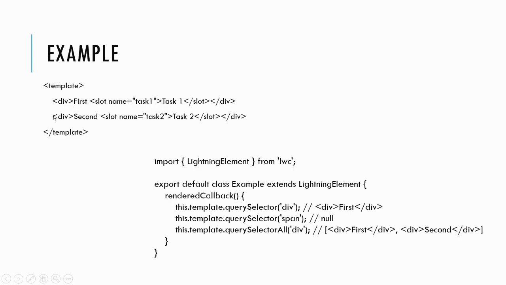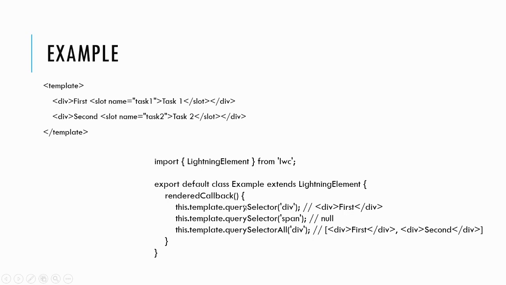In the HTML template we have two divs, first and second, and then we have a slot over here which generally holds task 1 and task 2. In this example, the component itself owns the elements. So when we use this syntax, this.template.querySelector('div'), it will return the first element which matches the criteria, so this will return the first div. Now, if you use span, it will return null, because the span element is not there at all.